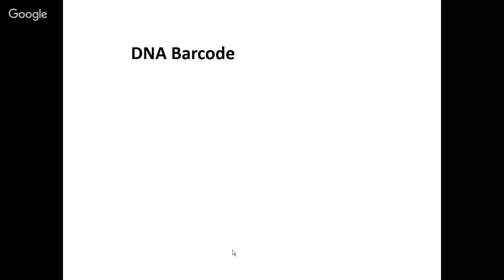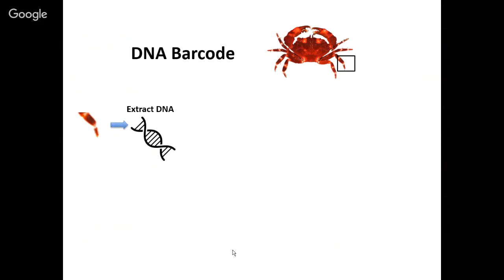So I just want to quickly explain what DNA barcoding is. Essentially, let's say you have an organism such as this crab, and you want to find out what it is. Well, you're going to take some of its tissue from, let's say, its leg, and you're going to extract the DNA. So the DNA are the building blocks of our entire being. And the DNA has a code that enables you to essentially identify what you're looking at.